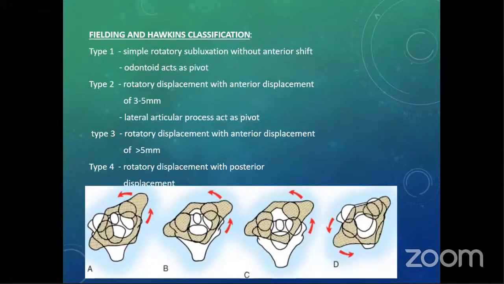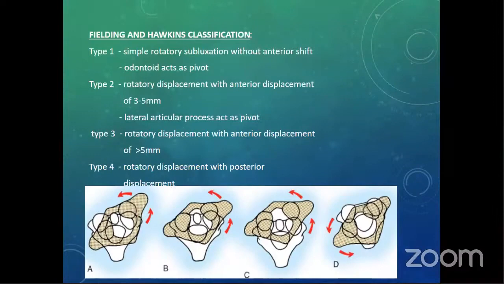So Fielding and Hawkins has classified subluxation into four types. In type 1, there is just a simple rotatory subluxation without anterior shift. The odontoid acts as a pivot. In type 2, there is rotatory displacement with anterior displacement also of up to 3 to 4 mm.